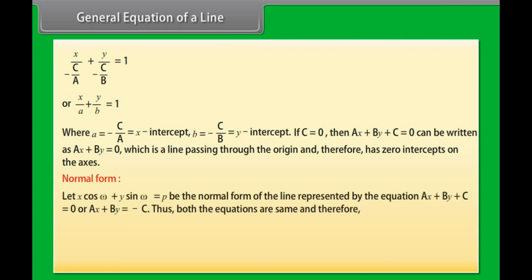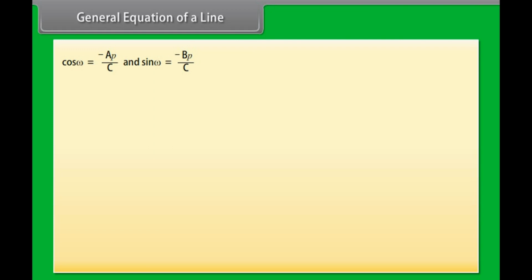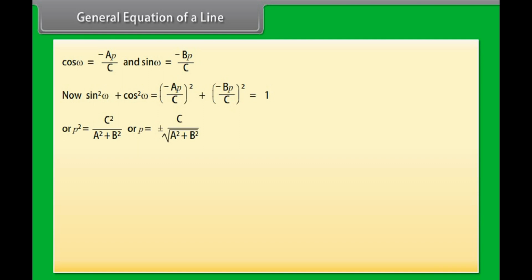Normal form. Let x cos omega + y sin omega = p be the normal form of the line represented by the equation ax + by + c = 0, or ax + by = -c. Thus both the equations are the same, and therefore a/cos omega = b/sin omega = -c/p, which gives cos omega = -ap/c and sin omega = -bp/c. Now sin² omega + cos² omega = (-ap/c)² + (-bp/c)² = 1, or p² = c²/(a² + b²), or p = ±c/√(a² + b²).